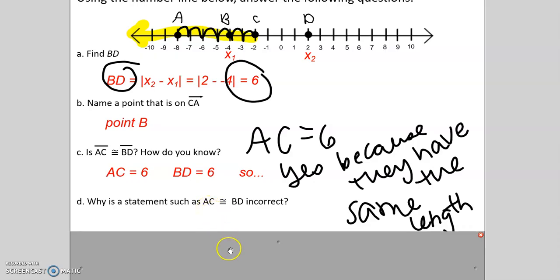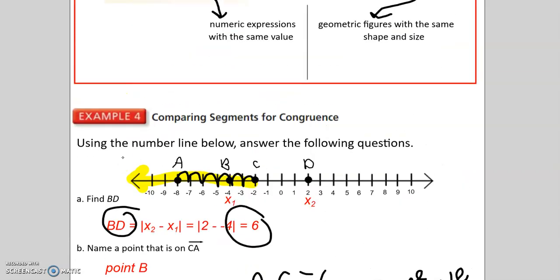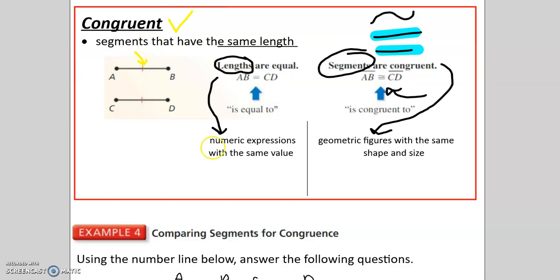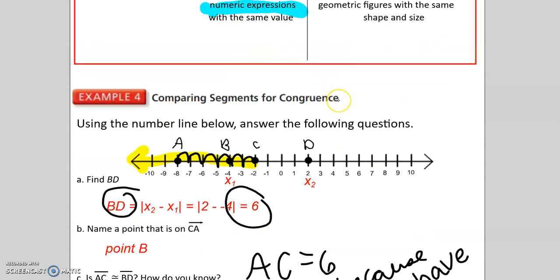The next question: why is a statement such as length of AC congruent to the length of BD incorrect? Notice how I read that. No bar means that that is a length. If there is a bar, it means I'm talking about the segments. Remember up here, the only things that we can say are equal to each other are numeric expressions. When there's no bar, I can't say things are congruent. So associate bars with congruence, no bars with equal. So that's why that statement is incorrect.